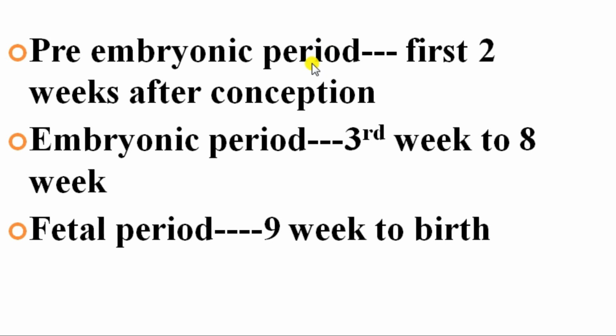So pre-embryonic period is the first 2 weeks after conception. Embryonic period is from the 3rd week to 8th week. Fetal period is from the 9th week to birth. Once again, pre-embryonic period is the first 2 weeks after conception. Embryonic period is the 3rd week to 8th week. Fetal period is from the 9th week to birth.